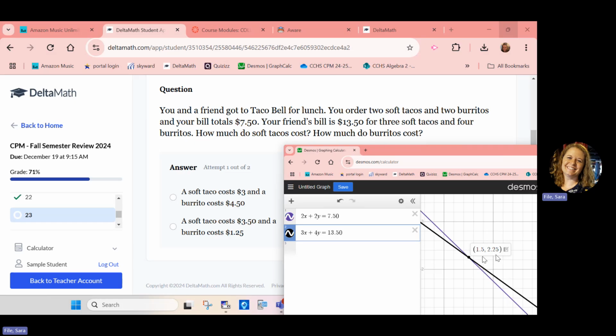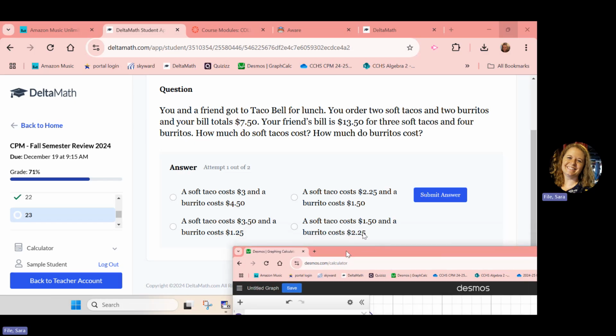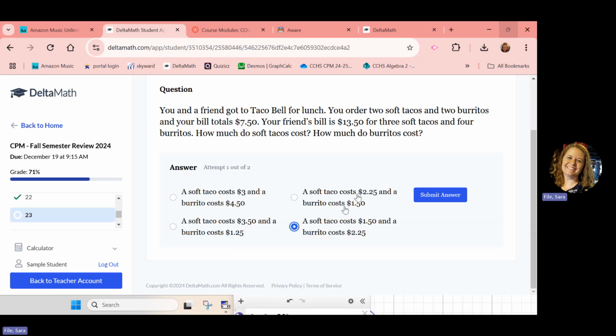$1.50 and $2.25. Now you have to remember what X and Y are. X, I said, was soft tacos, and Y, I said, was the burritos. So the soft tacos are $1.50, and the burritos are $2.25. Now this one had the correct numbers, but it had them switched. So you have to know which one is X and which one is Y.